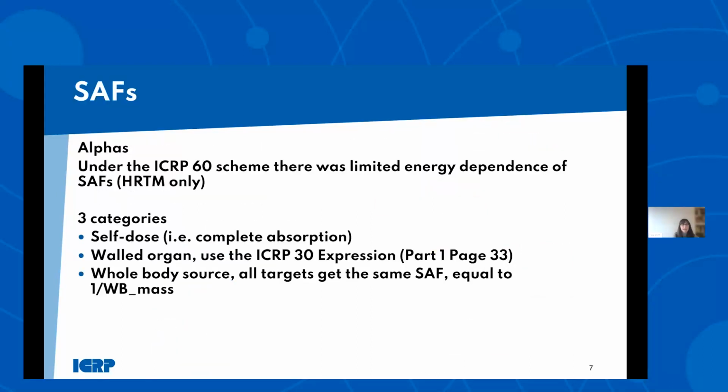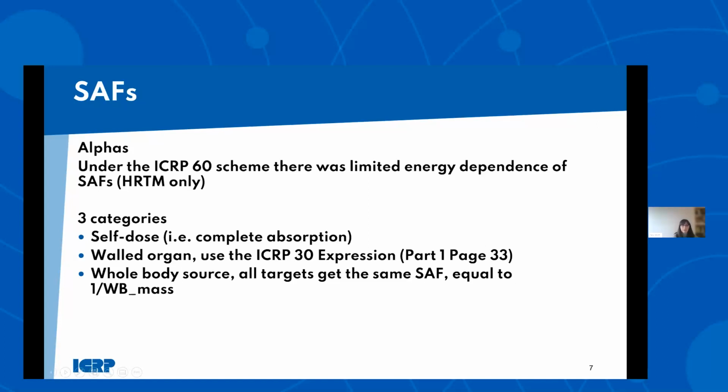Okay, moving on to SAFs, which again Derek's touched on. But what I want to draw out here is the changes between the old system and the new. So starting with alphas, under the ICRP 60 scheme, there was limited energy dependence, and that was generally for the HRTM only. And for everything else, there were 3 categories of SAF.